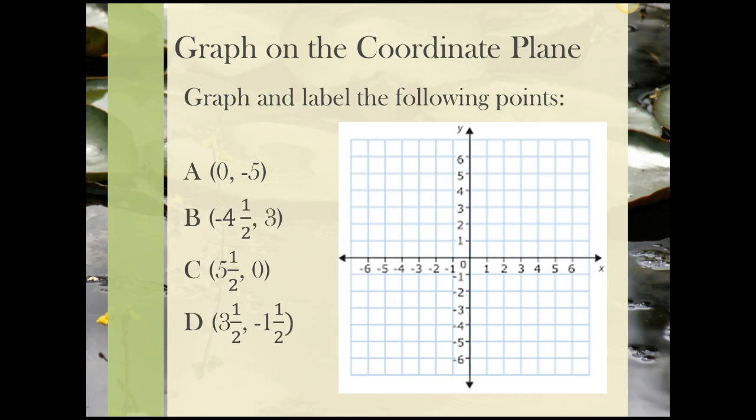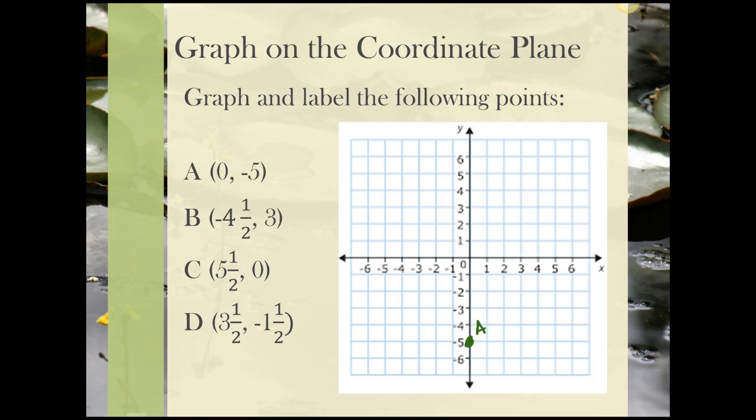Sometimes you will be asked to plot multiple points on the same coordinate plane. When you do this, you typically are also asked to label them. Let's graph the following points on the coordinate plane. First, we'll start with 0, -5. As always, we start at the origin. We go 0 on the x-axis. That means we do not move either left or right. Then we need to go to -5 on the y-axis and mark our point. We also need to remember to label this as point A.